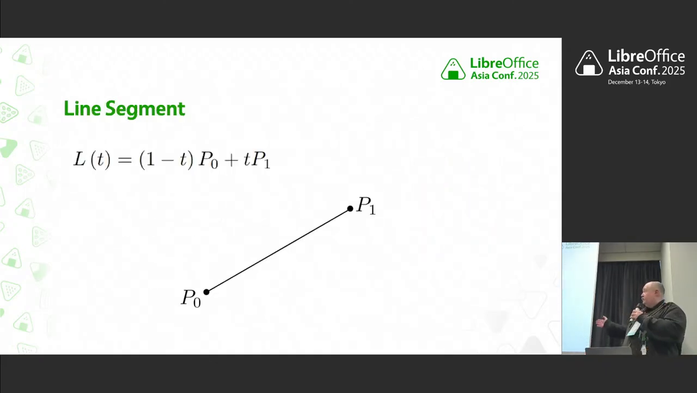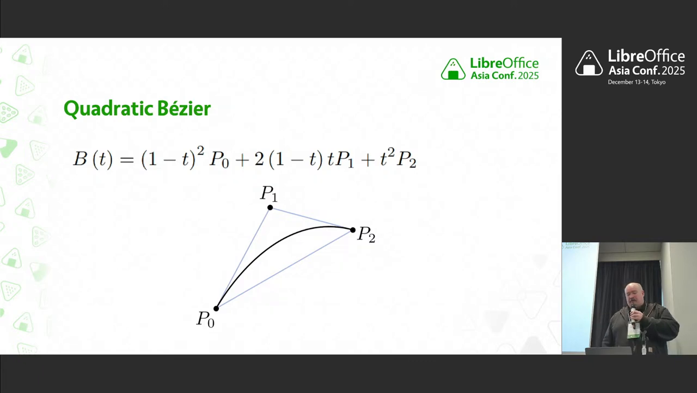And so here is the math for a line segment. If you remember linear interpolation, we have two control points, P0 and P1, and we interpolate between those 2 points using this function that's parameterized over t, where t is a real number from 0 to 1. Quadratic Bezier splines work similarly, but they have 3 control points rather than 2.